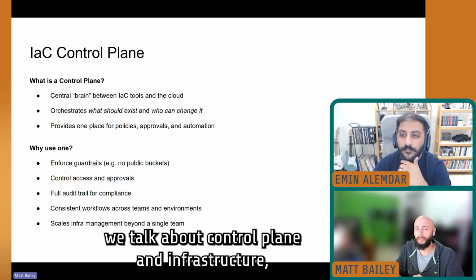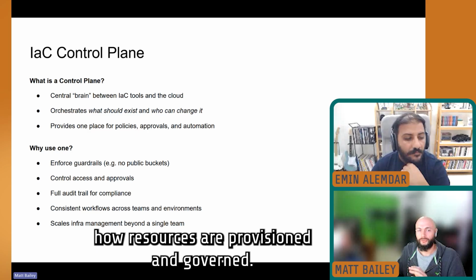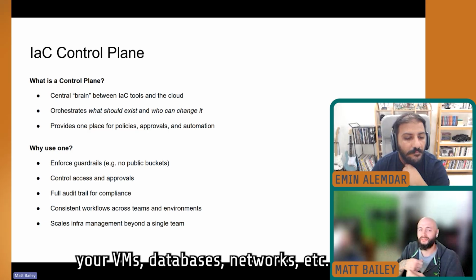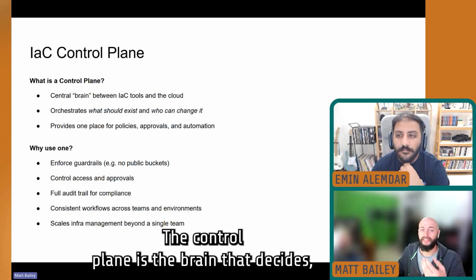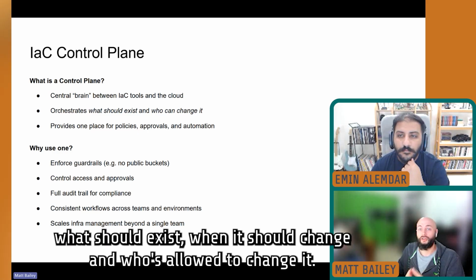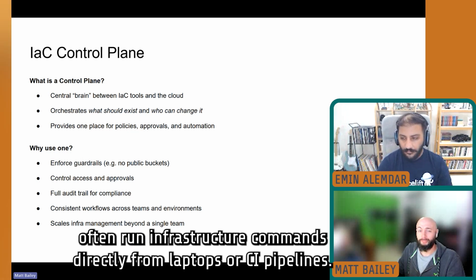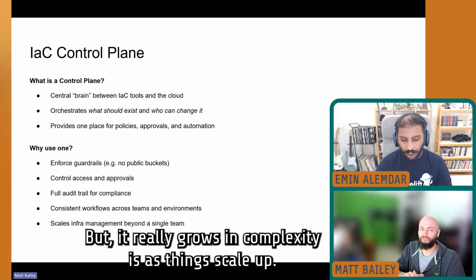When we talk about a control plane in infrastructure, we mean the layer that manages and orchestrates how resources are provisioned and governed. You can think of the data plane as where the actual resources live, your VMs, databases, networks, etc. in AWS, Azure, GCP. The control plane is the brain that decides what should exist, when it should change, and who's allowed to change it. Without a control plane, teams often run infrastructure commands directly from laptops or CI pipelines, and that works at a small scale, but it really grows in complexity as things scale up.